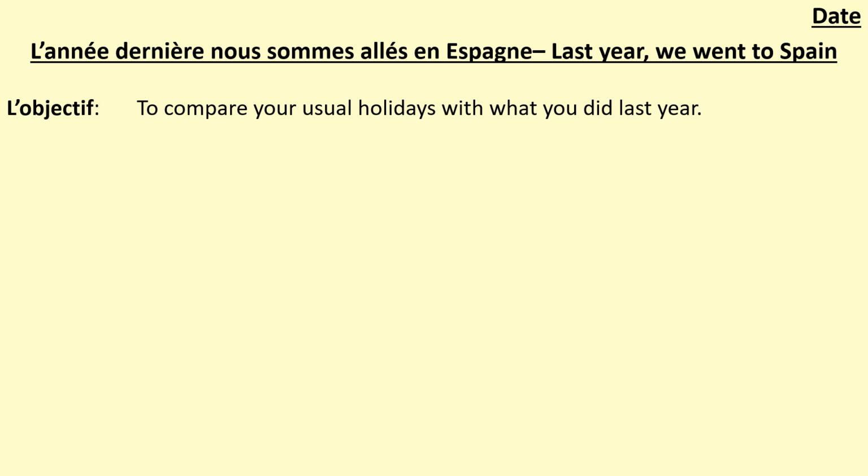So as always, I want you to write your date down in French in the top right hand corner of your page for today. That's if you want to check it on top of your notes for today's lesson in class charts. Also, write down the title for today in French and English. L'année dernière, nous sommes allés en Espagne. Last year we went to Spain. Please underline this as well. Then write your objective, l'objectif, and that is to compare your usual holidays with what you did last year. Pause now to complete that.